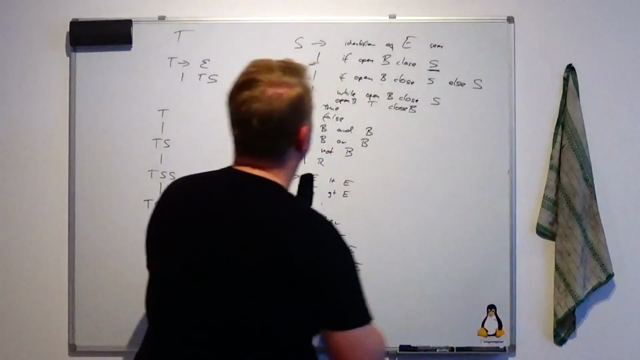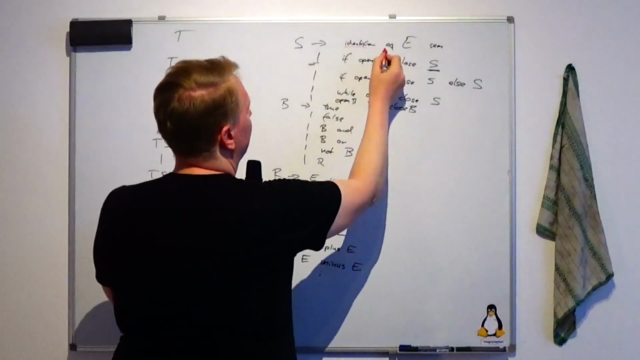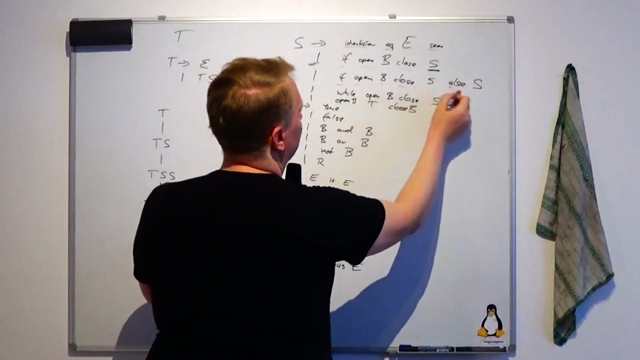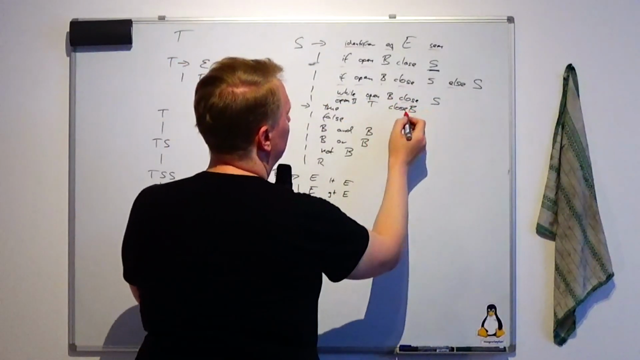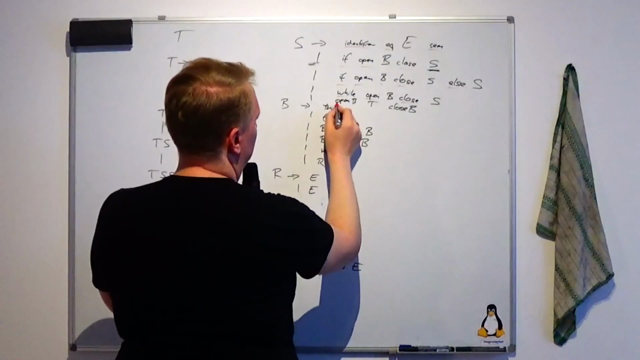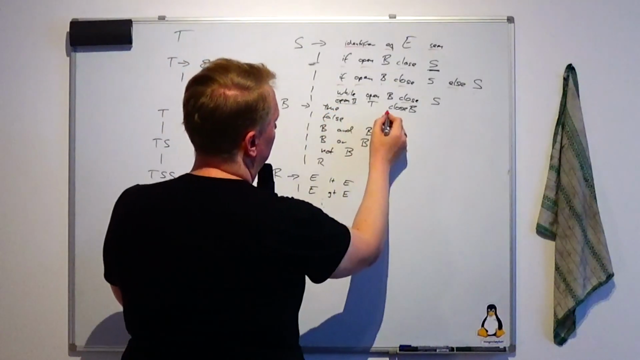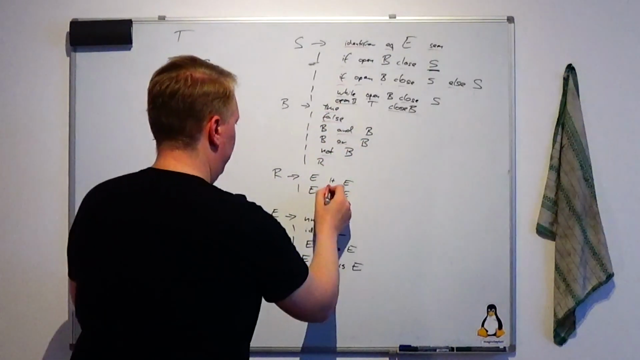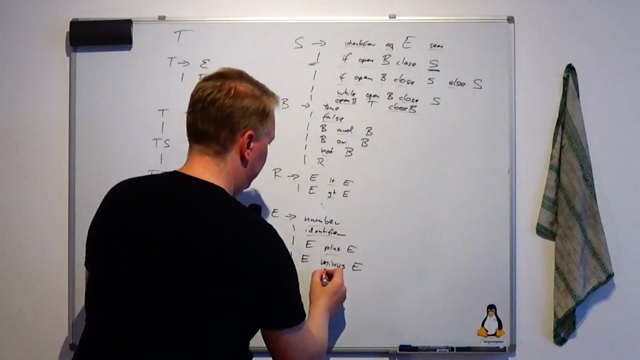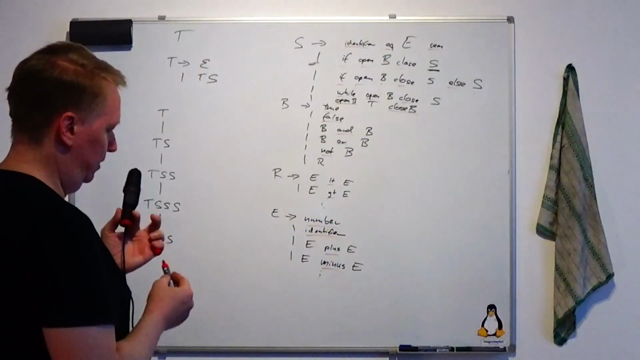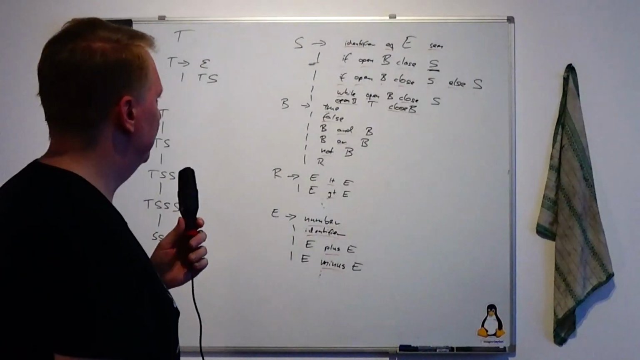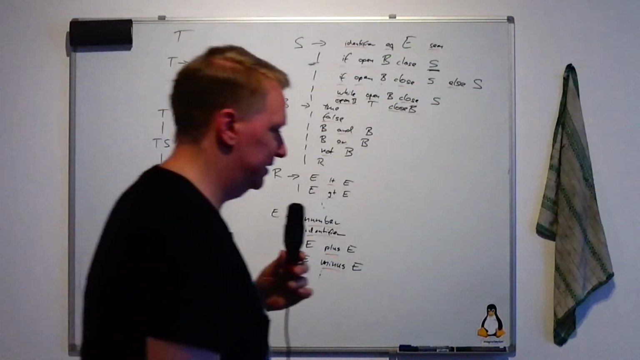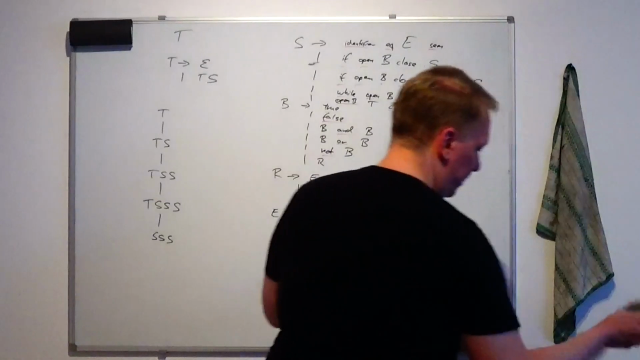Let me emphasize a few things. These identifier, equals, semicolon, if, open, close, else, while, open, close, open braces, close braces, true, false, and, or, not, less than, greater than, number, identifier, plus, minus. These would be the things that you would get from the lexer when you are writing a parser with Bison.